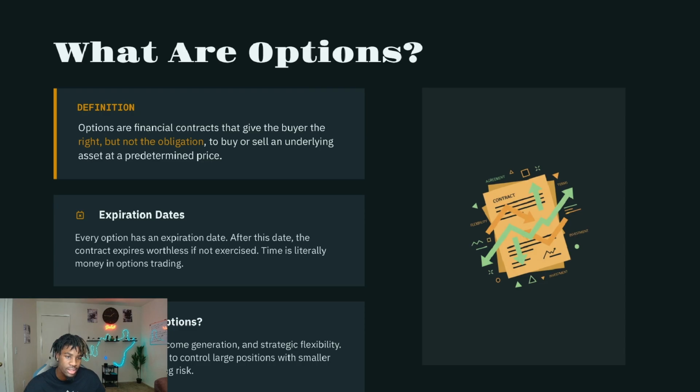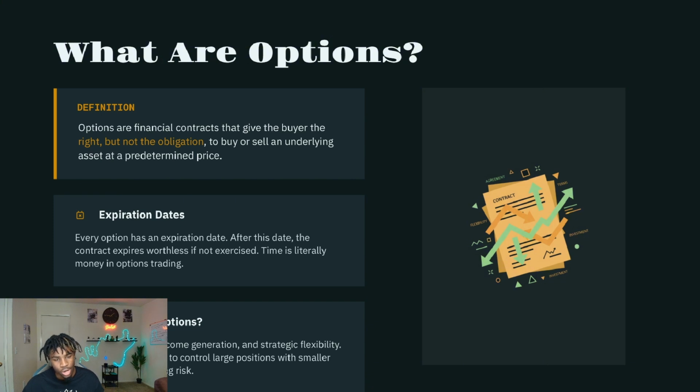And we're going to go into expiration dates. Every option has an expiration date. After this date, the contract expires worthless if not exercised. Time is literally money in option trading. When I say that, it's because when you buy SPY shares, you do not have a time where you have to sell it. You can literally sell SPY whenever you want to. But with an option contract, you're not going to get that privilege.